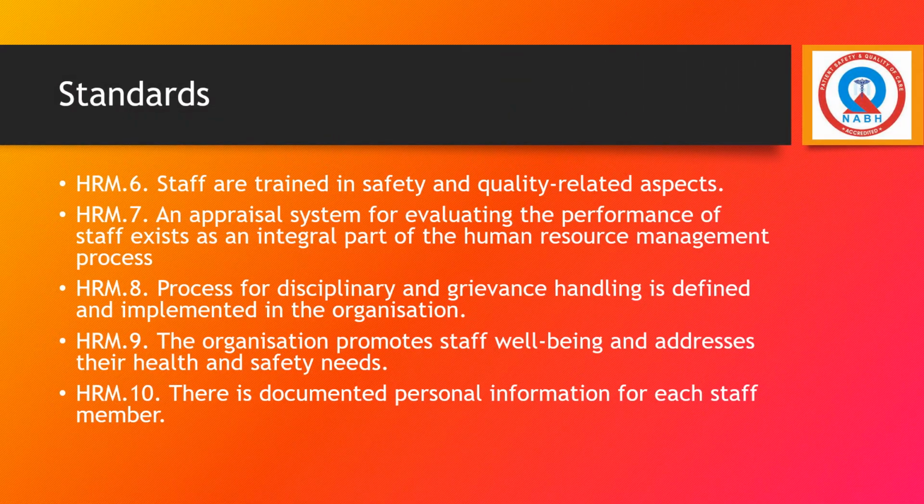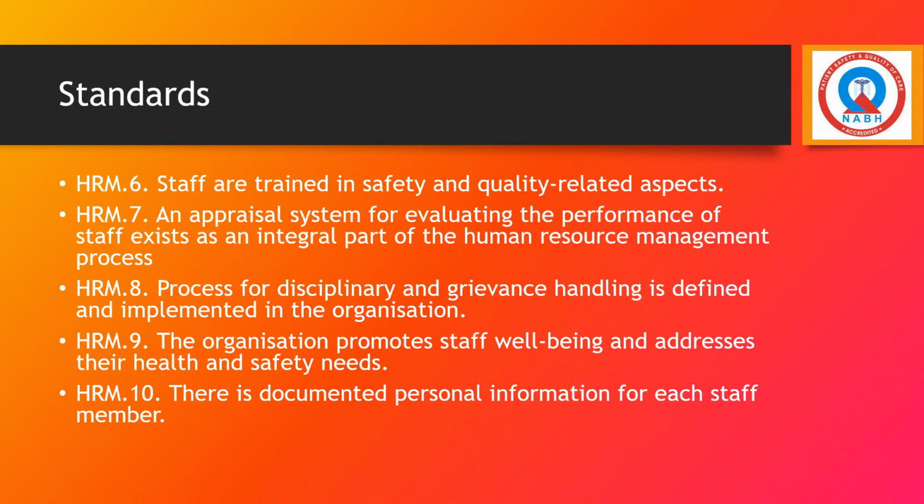Okay, so now I'll talk about the sixth standard here on the slide. The sixth standard is the staff are trained in the safety and quality related aspects. This basically means that staff are trained in the organization safety program. Then staff members are made aware of the procedures to follow in the event of an incident. Staff are trained in the occupational safety aspects. Staff are trained in the organization disaster management plan. Okay, so this is all including the sixth standard.